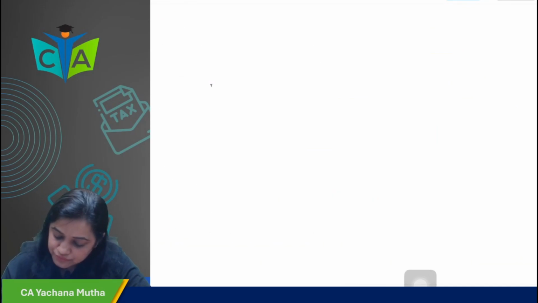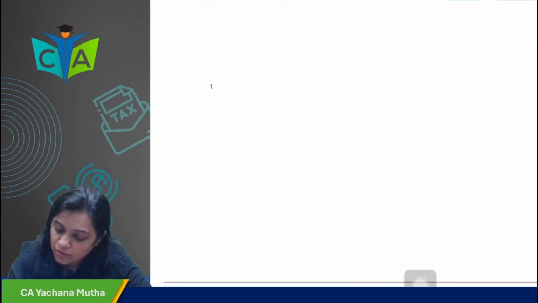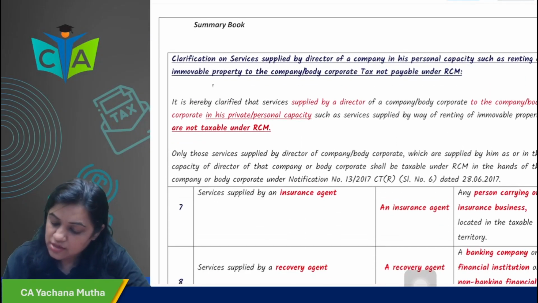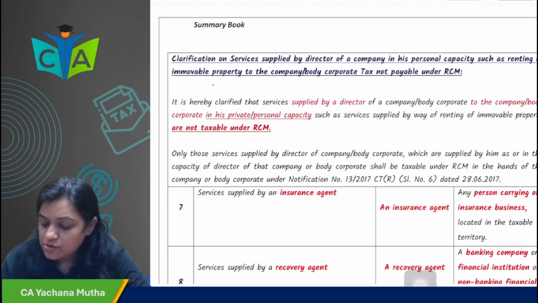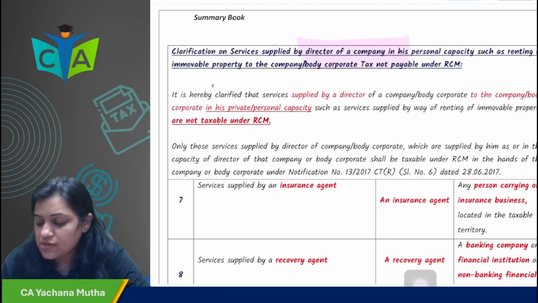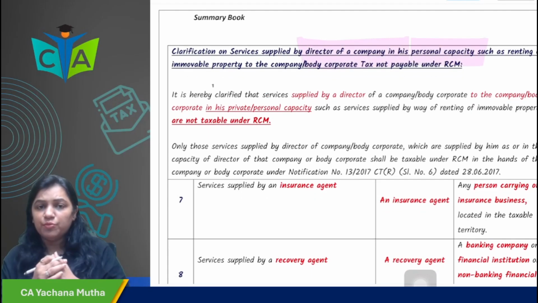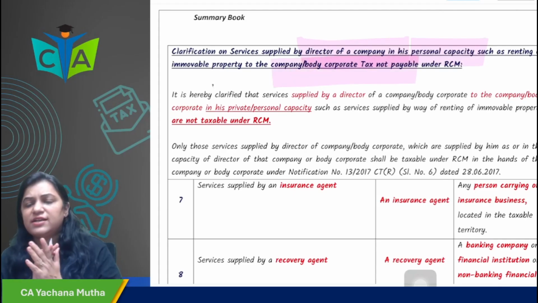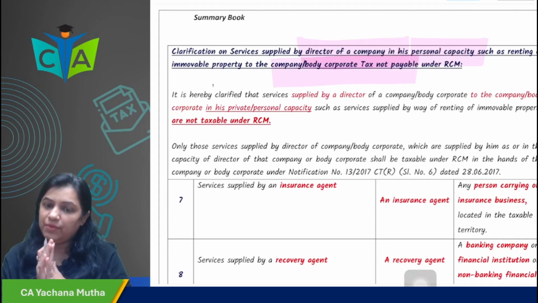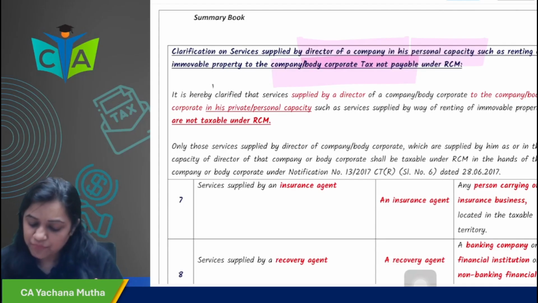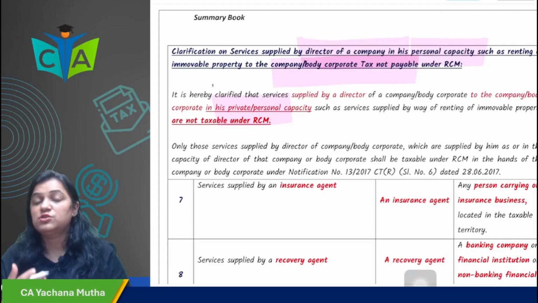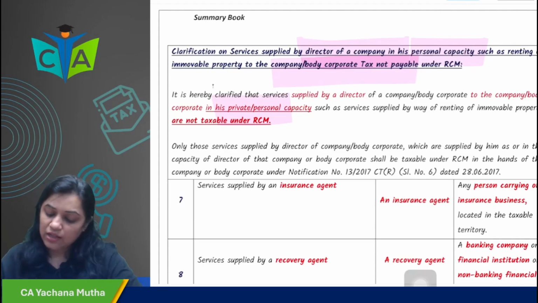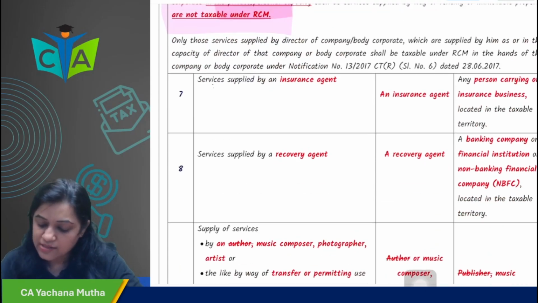Now, again we'll jump to the summary book. There is one more clarification in case of director service. If the director has provided some services in personal capacity, like renting of immovable property to the company, then in that case tax is not payable under RCM. If he is providing any services in his private capacity, like renting of immovable property, tax is not payable under RCM.